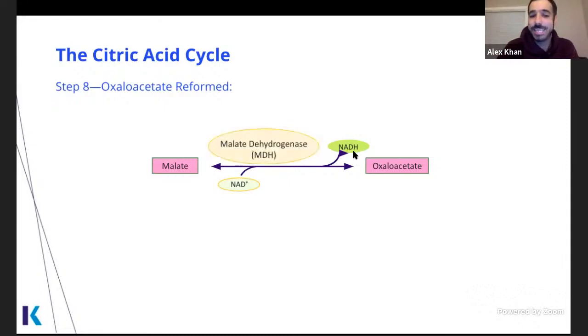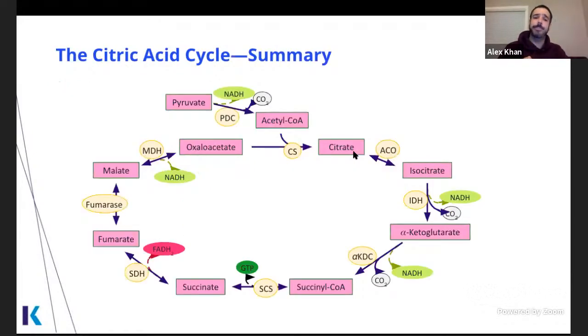Yeah, it's called malate dehydrogenase. So we're taking our malate, we're dehydrogenating it, adding that hydrogen to NAD+ to form NADH, a high energy electron carrier, right? And now we've reformed our oxaloacetate. We're ready to reform the cycle.